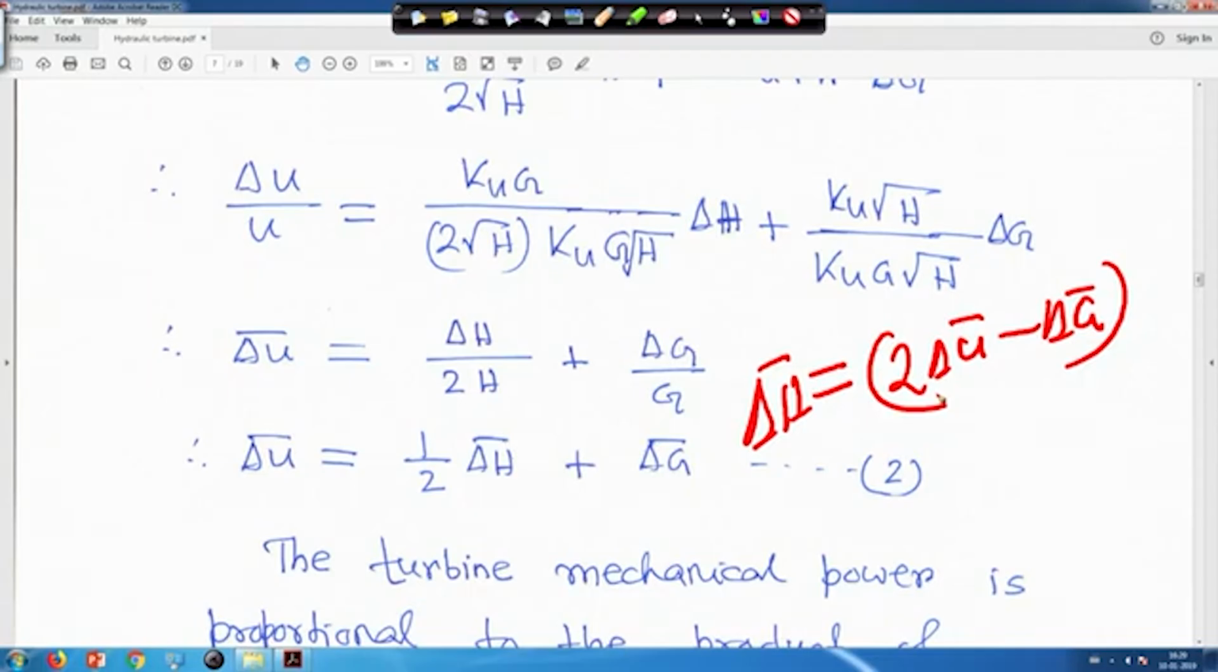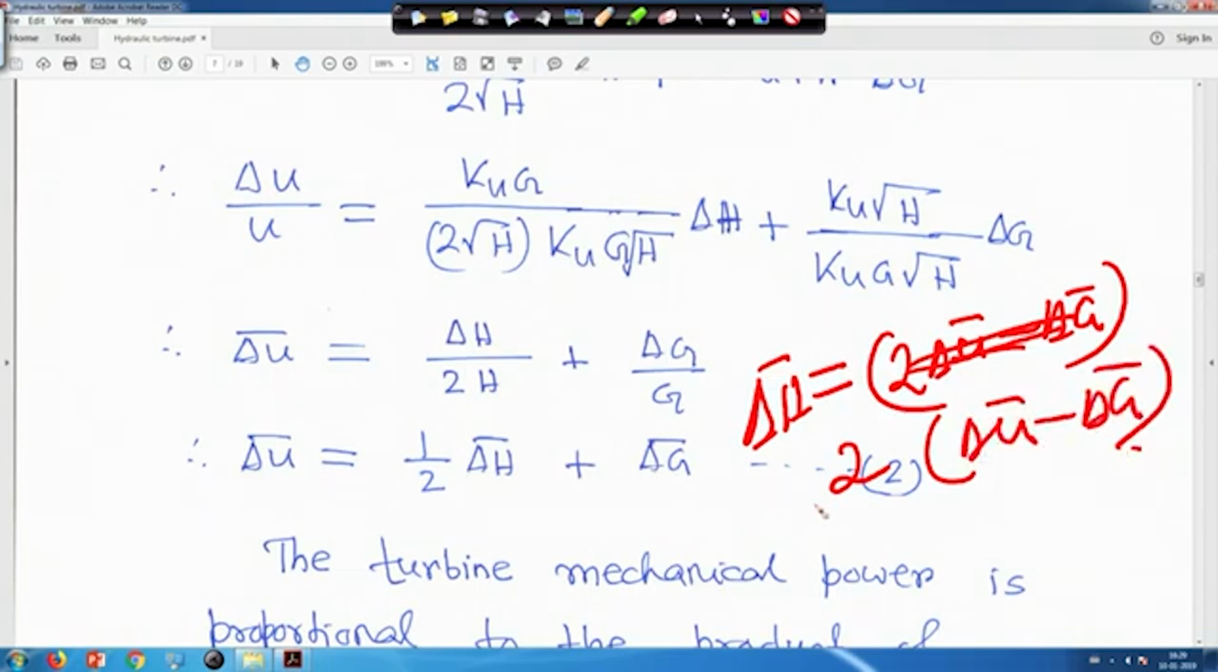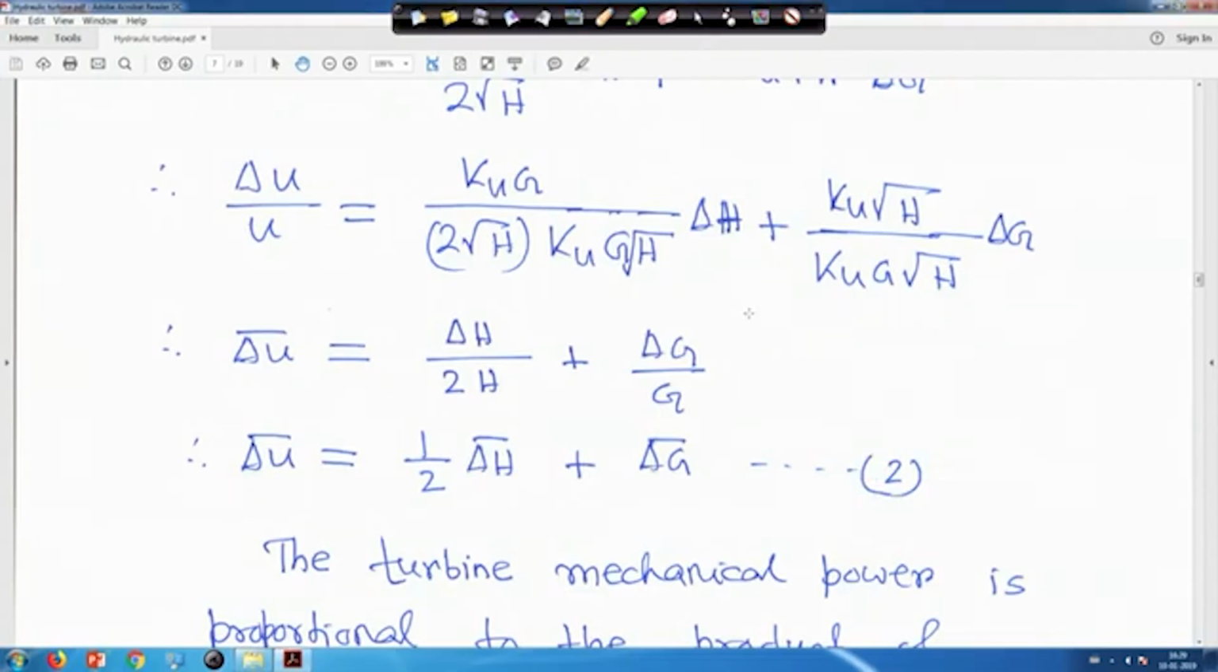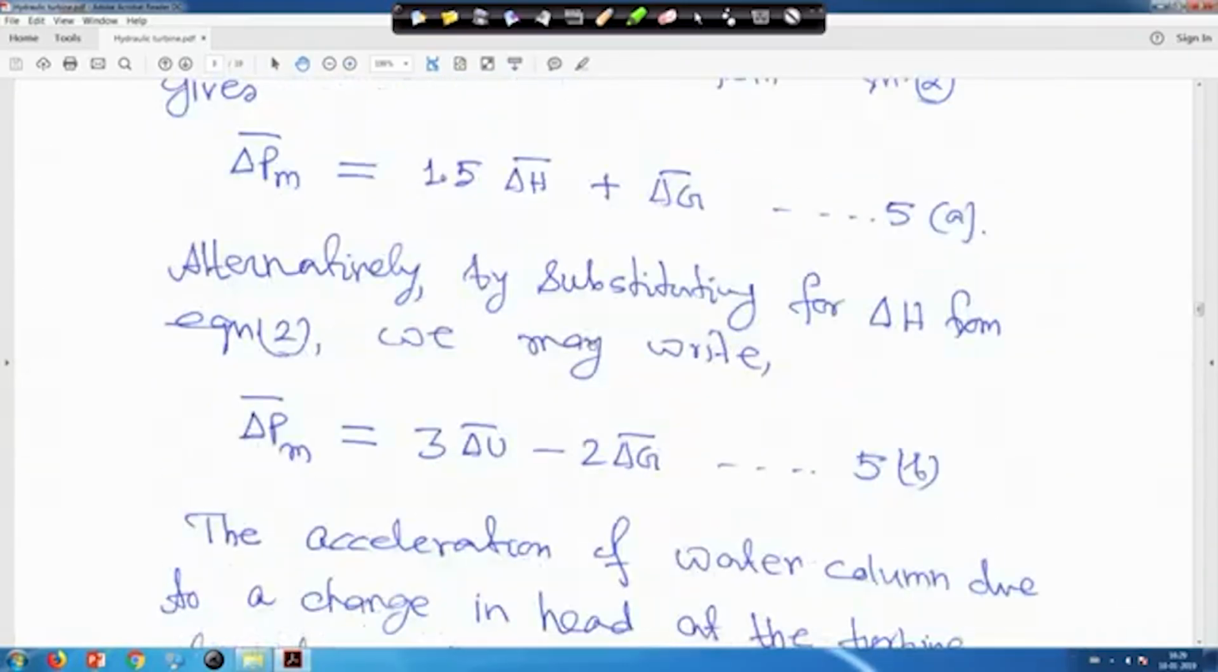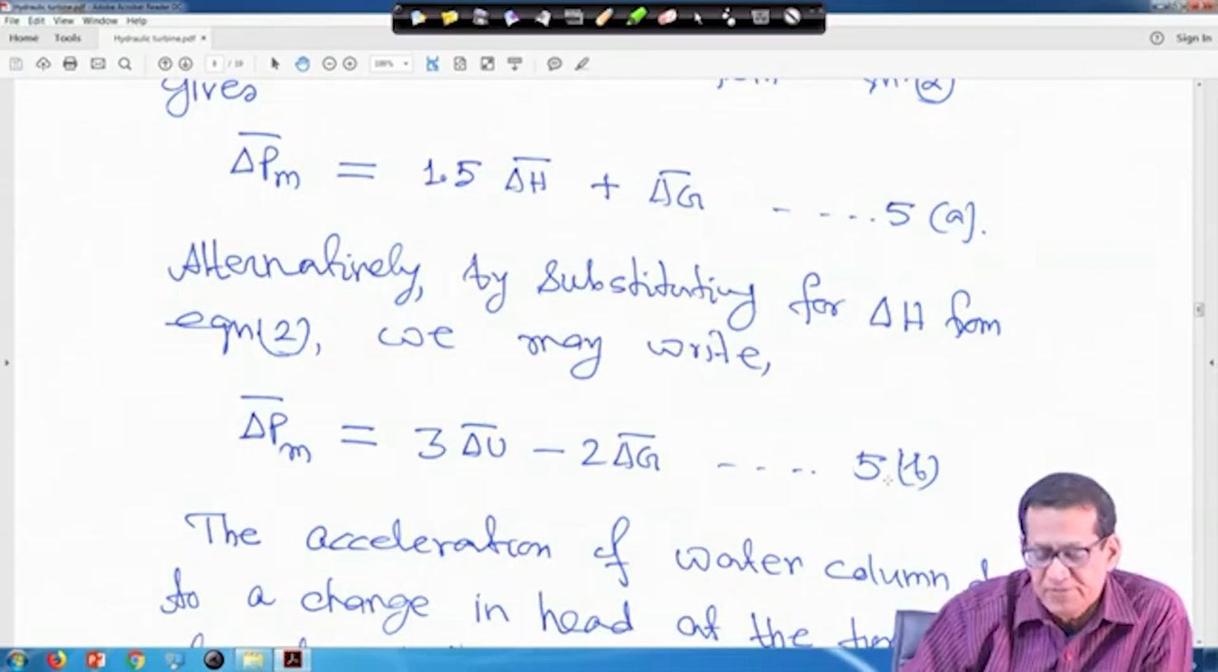It is delta H bar equal to 2 into delta U bar minus delta G bar. That one, the delta H bar equal to 2 into delta U bar minus delta G bar, you substitute there in equation 4. If you do so, then you will get this delta Pm bar will be 3 delta U bar minus 2 delta G bar. This is equation 5b.